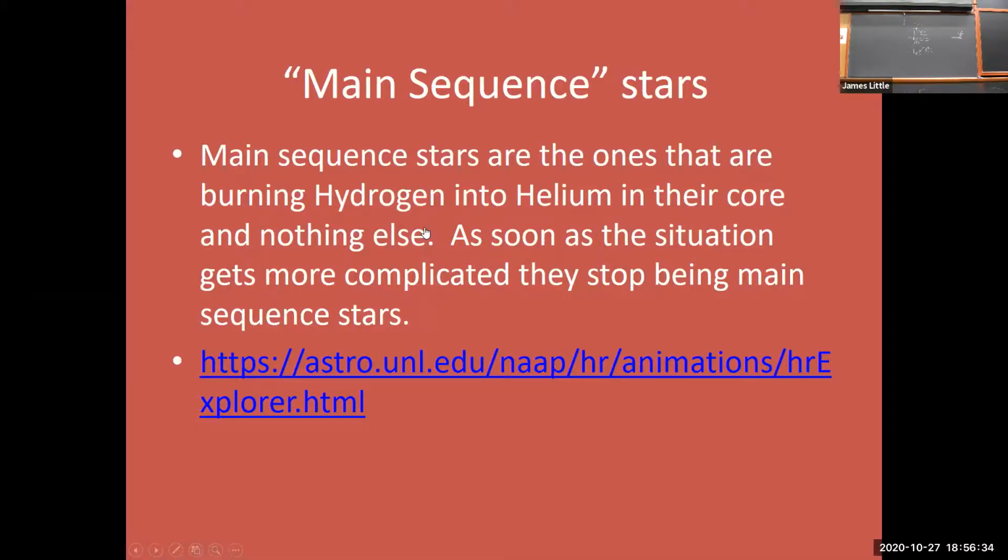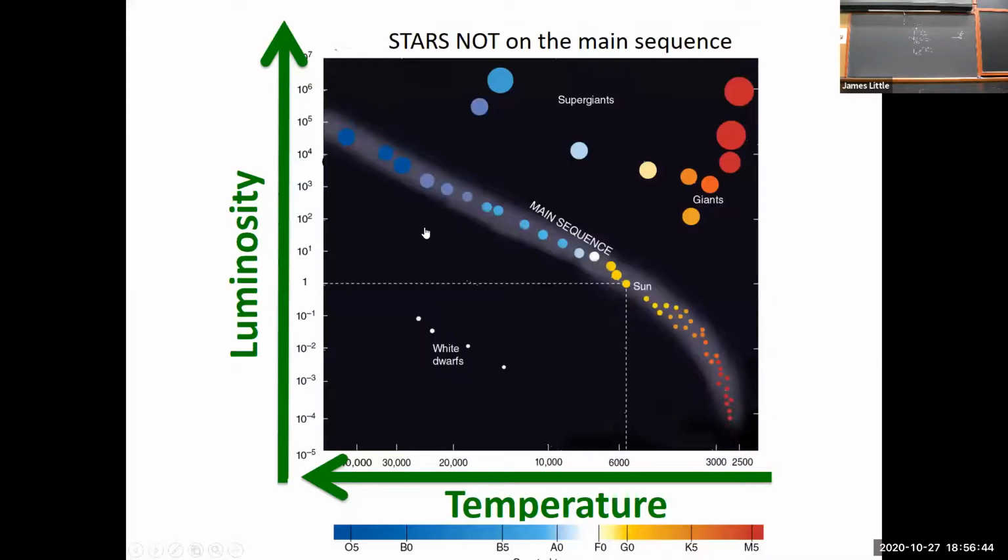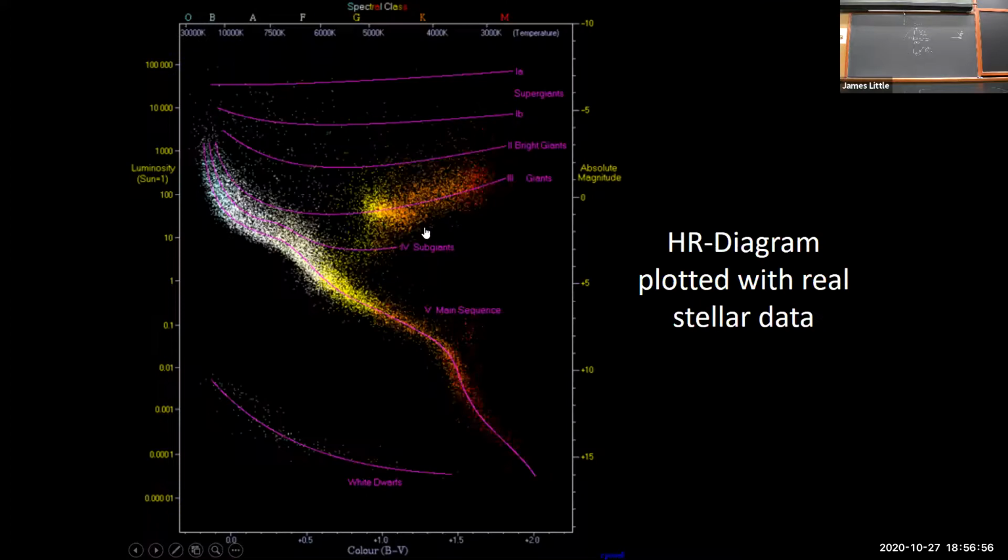So main sequence stars are the ones that are burning hydrogen and helium in their core, nothing else. As soon as the situation gets more complicated than that, they stop being main sequence stars. So stars not on the main sequence are going through their death throes. They become giants, supergiants, or else they're completely dead and they're white dwarfs. And there's an HR diagram with real stellar data.